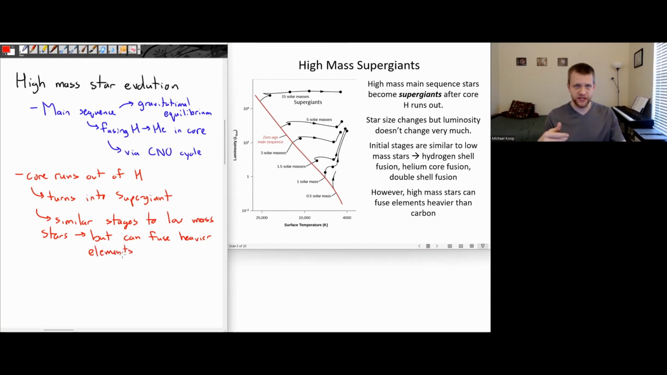So those steps that we talked about for the low mass stars: the core runs out of a fusion element and starts to contract. We get a shell of fusion burning that element in a shell around the core. And then the next heavier element starts to fuse inside, and we repeat that. We're actually going to be repeating this for elements heavier than carbon.